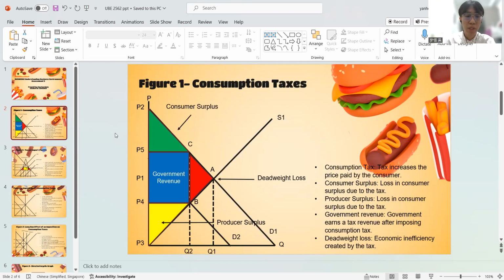The tax also creates economic inefficiency called a deadweight loss by disrupting the natural supply-demand equilibrium. The triangle area is represented as the deadweight loss in the diagram. However, we have a blue area which represents the tax revenue gained by government. The government does gain revenue from this consumption tax. This revenue can be used for public goods and services benefiting society.